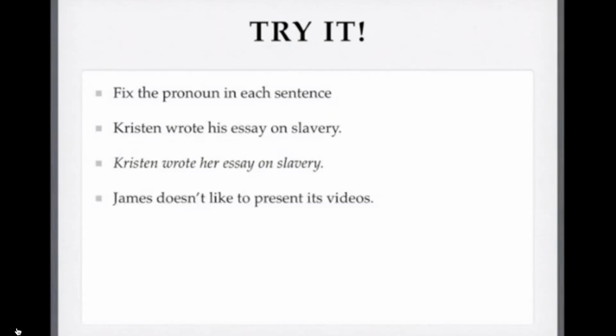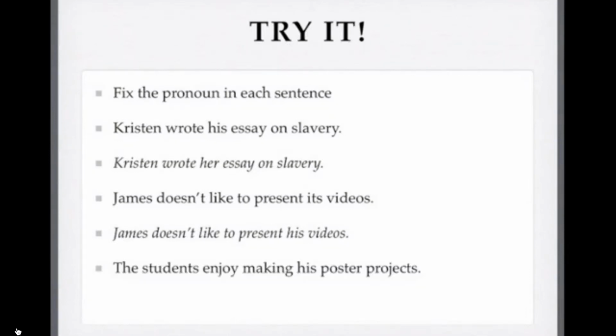Let's try another one. James doesn't like to present its videos. In this sentence, the pronoun is its. The antecedent is James. Let's remember the rules. James is singular. Its is also singular. So that's not where it's going wrong. James is masculine. Its is neutral. It should read as, James doesn't like to present his videos.